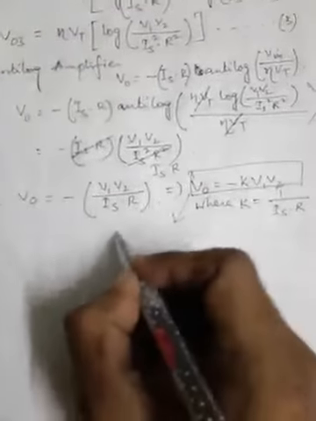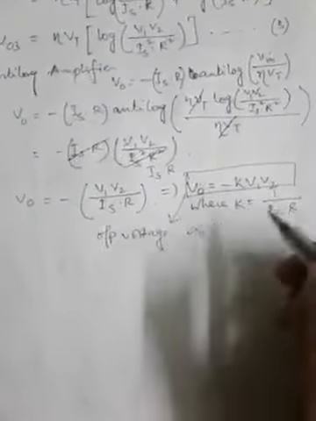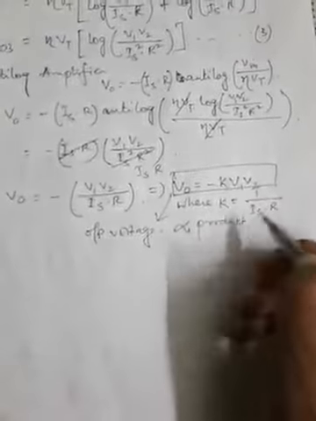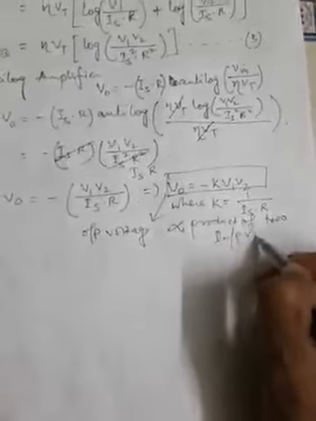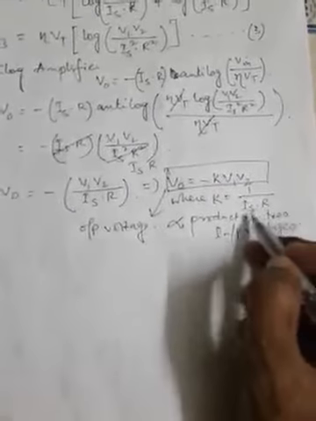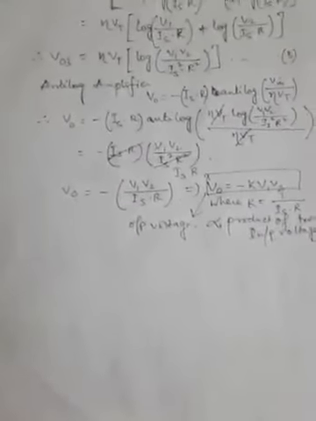So from here we can say that the output voltage of the analog multiplier is proportional to some constant times the product of two input voltages, and that constant is given by 1 by Is into R, because both Is and R are constant for a particular temperature, and this negative sign indicates the whole circuit is working in inverting mode, all the op amps. Now let us introduce the transconductance part, the idea of transconductance in this amplifier.